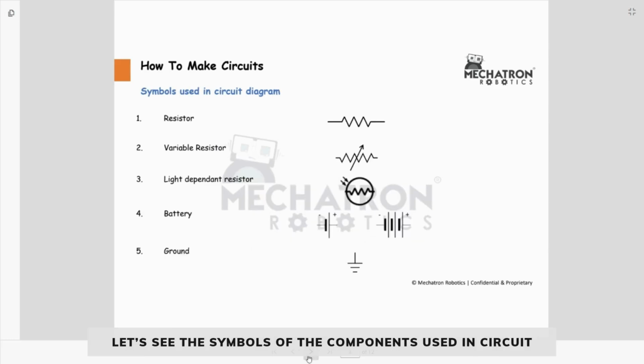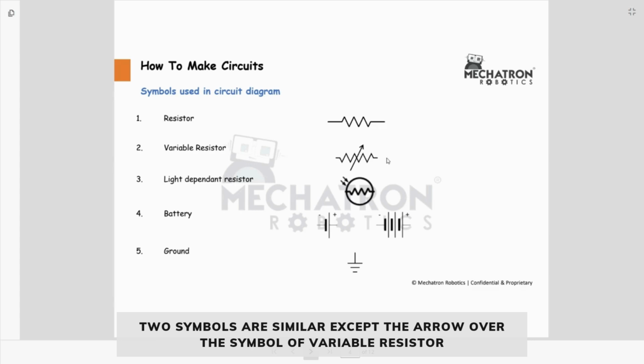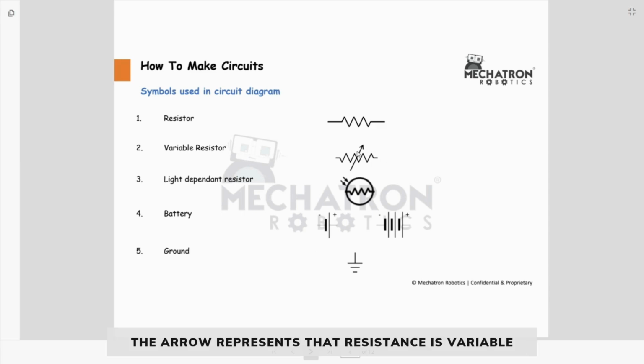So let's first understand the symbols of the different components which we are going to use in the electronic circuit. This is the symbol of a resistor. The second one is the symbol of a variable resistor. If you compare these two, the symbols look similar. The only difference is that there is one arrow over the symbol of the variable resistor. This arrow represents that the resistance will be variable.